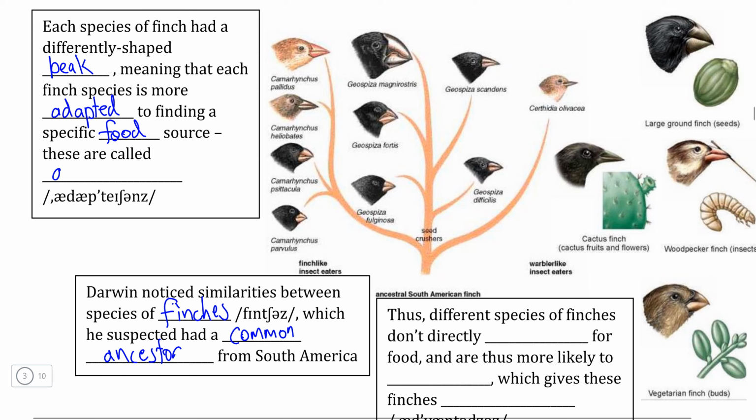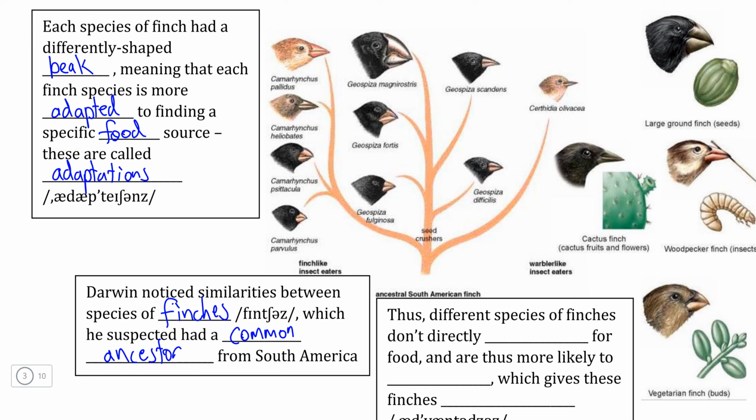And this is where the term adaptations was originally coined, or at least in regard to structural adaptations here. So because the beak is clearly part of the finch's morphology, this means that it is indeed a structural adaptation.